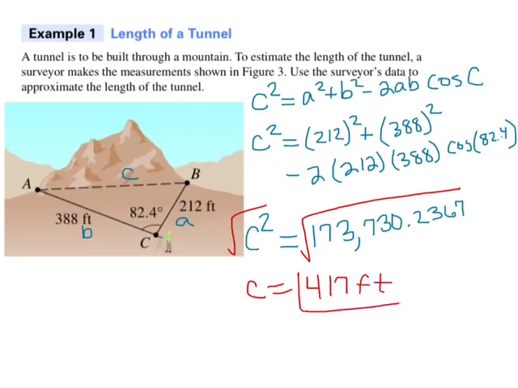And this is actually my answer. This is how long the tunnel needs to be, 417 feet. So there you have it, an application problem using the law of cosines.